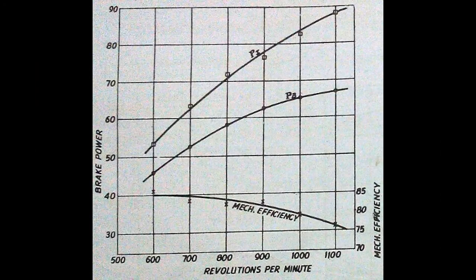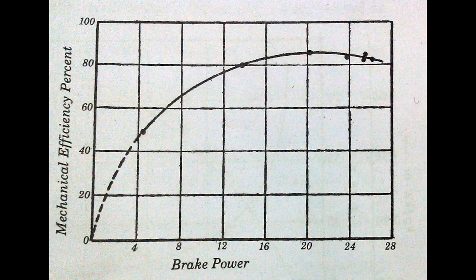The Morse test can be plotted for different speeds, and the mechanical efficiency against the RPM is plotted in the next figure. Now, as you can see from the figure, the mechanical efficiency for constant brake power decreases with increasing RPM. The mechanical efficiency can also be plotted against the brake power, and in this case, the speed is not altered at all. Now, as you can see from the figure, for constant speed, the mechanical efficiency increases with the increase in brake power.